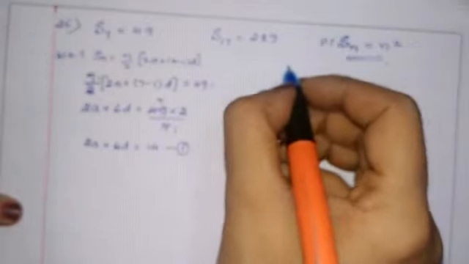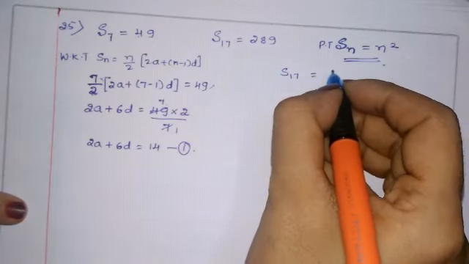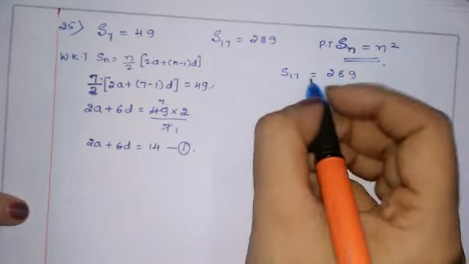Same thing we have to do on this side. What they have given is S17 is equal to 289.